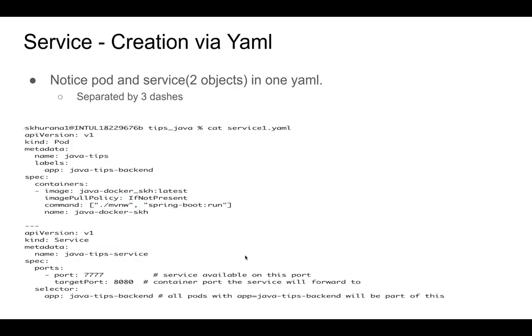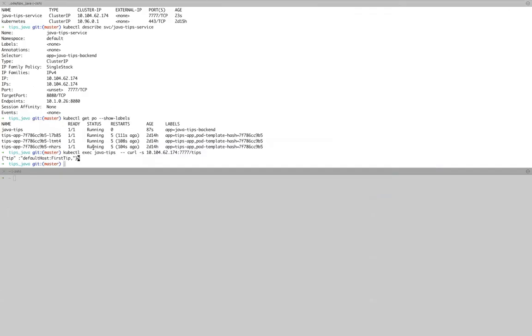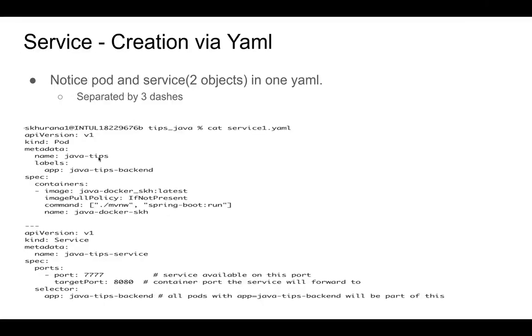So let's do one thing. What we'll do is we'll create a pod, and we'll create a service also. So let's go through this YAML. And I think before this meeting, I was already doing that, so I can show you that. There is a YAML, service one.yaml. It's in the same project which I've shared with you.